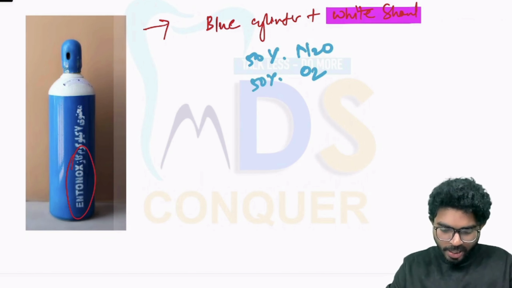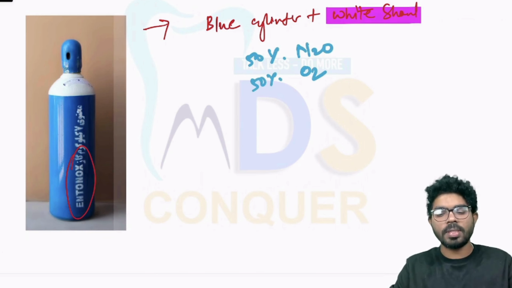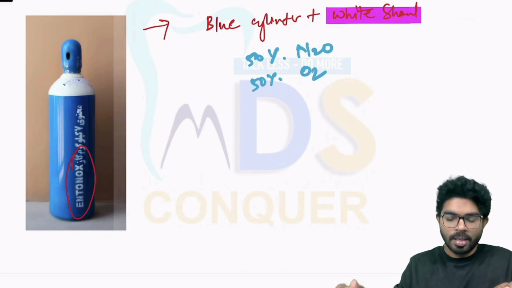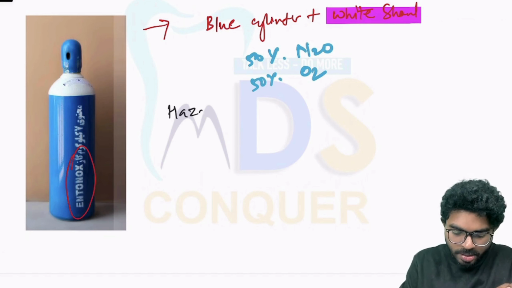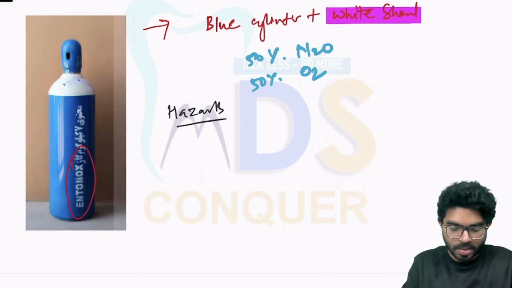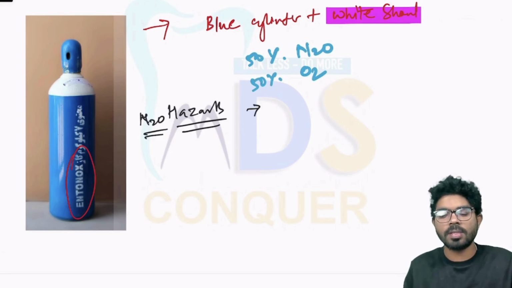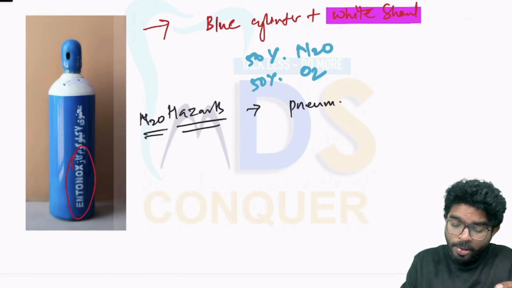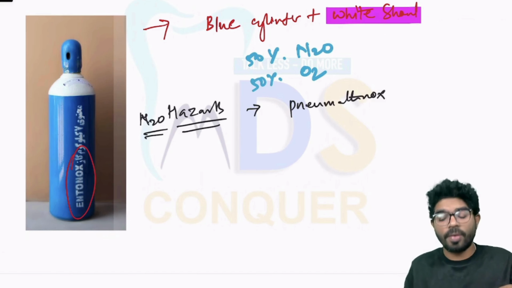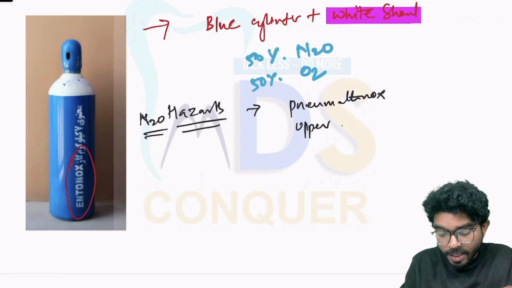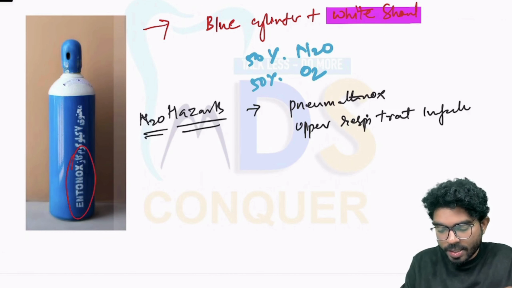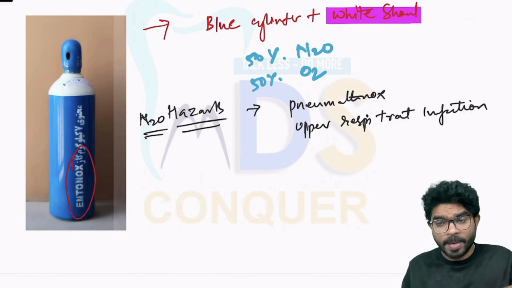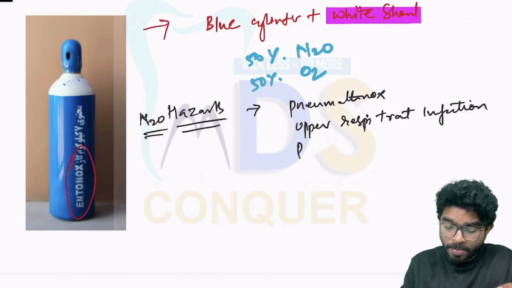A few other important lines that you have to make a note of when I'm talking about nitrous oxide. A few of you have asked doubts regarding this. So what are the problems or contraindications related to nitrous oxide? These are the lines which are given in the standard textbook, so I'm just trying to focus on those lines. It is contraindicated in the case of pneumothorax and in the case of upper respiratory tract infections.